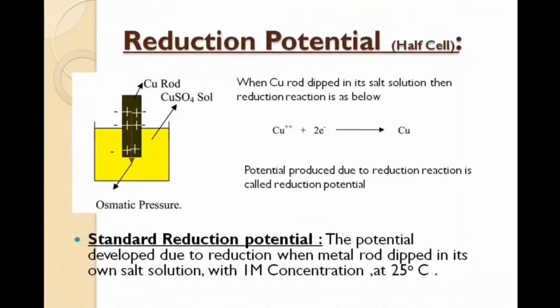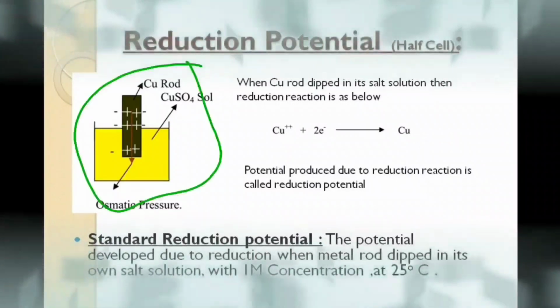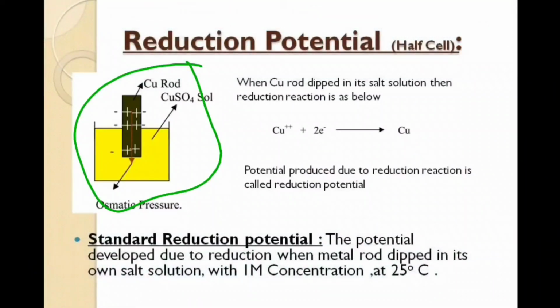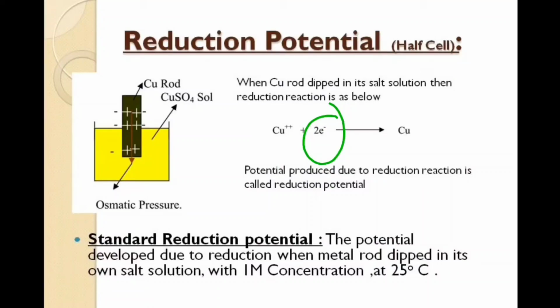Now let us discuss reduction potential for a half cell. Now as you know, if a copper rod is deep in CuSO4 solution, then here a reduction reaction occurs as Cu2+ plus 2 electrons gives Cu. Now since here electrons are present on the left hand side, this is gain of electrons. And as you know, gain of electrons is nothing but a reduction reaction.